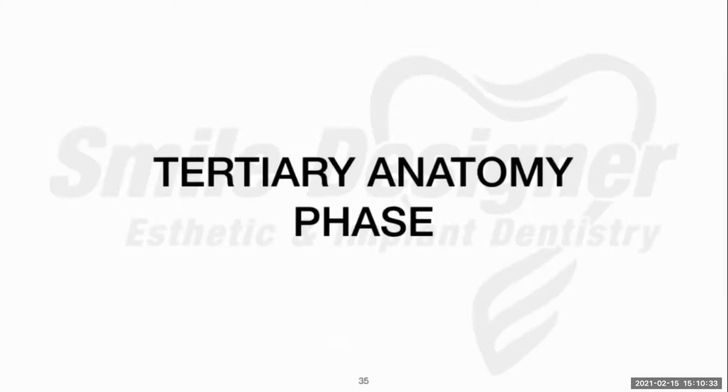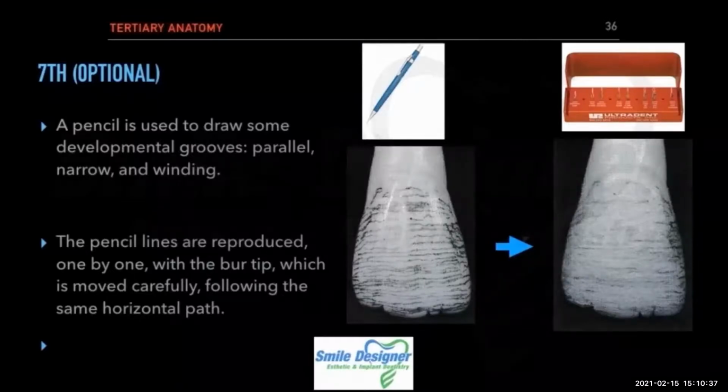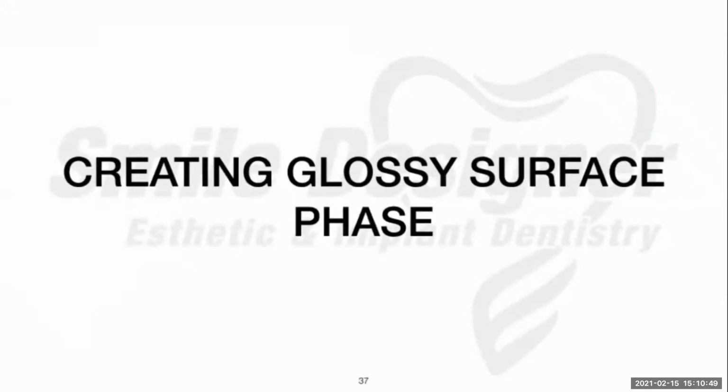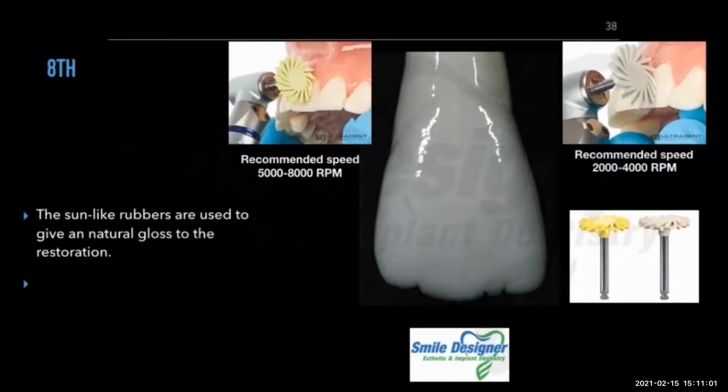Tertiary anatomy is the last phase of the finishing. For tertiary anatomy, draw the microtexture with the pencil, and with gentle pressure and a carbide bar it is generated. Now the finishing phase is completed, and we start the gloss phase of polishing.